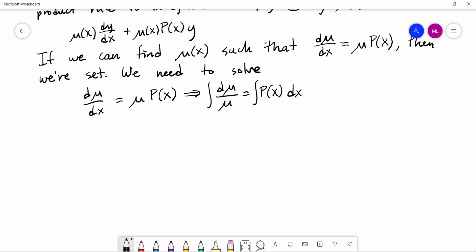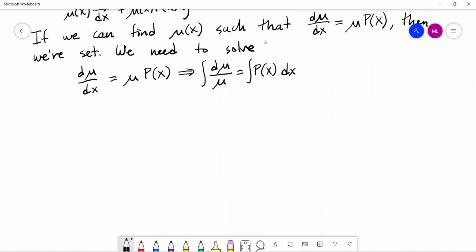I've got all my x's on one side, I've got all my mu's on the other side, and I can integrate both sides. And when we integrate both sides, on this side, I will get the natural log of the absolute value of mu. And on the other side, I can't do anything with this right now because I don't know what p of x is, but I'll just leave it written this way. Integral of p of x dx. If p is some function that I do indeed know how to integrate, then we're going to be fine. This will be easy.